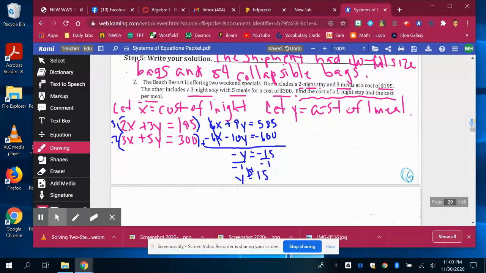So now I need to substitute that in to any of my equations. I'm going to substitute it into my second one, where y is. I get 3x plus 15 times 5 is 75, equals 300. Two-step equation.